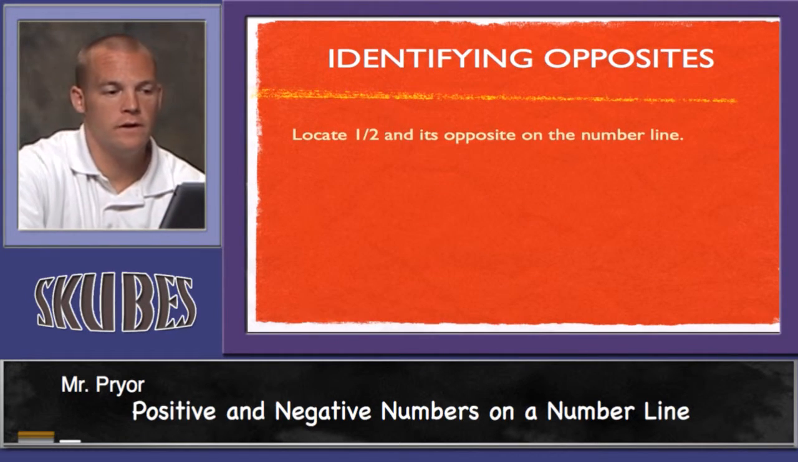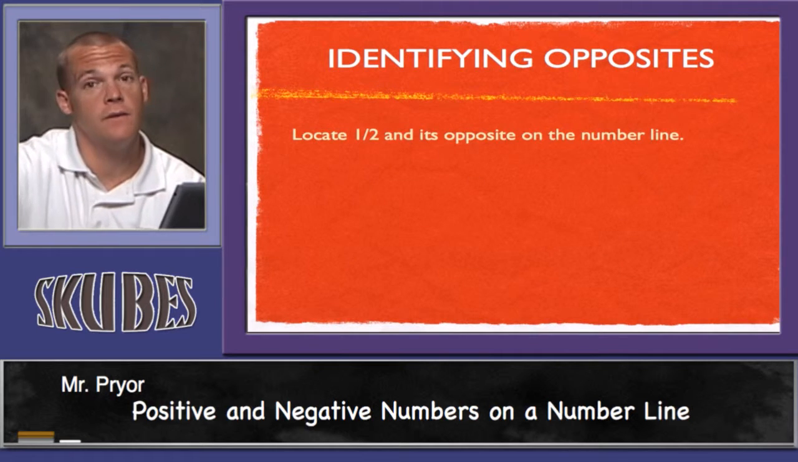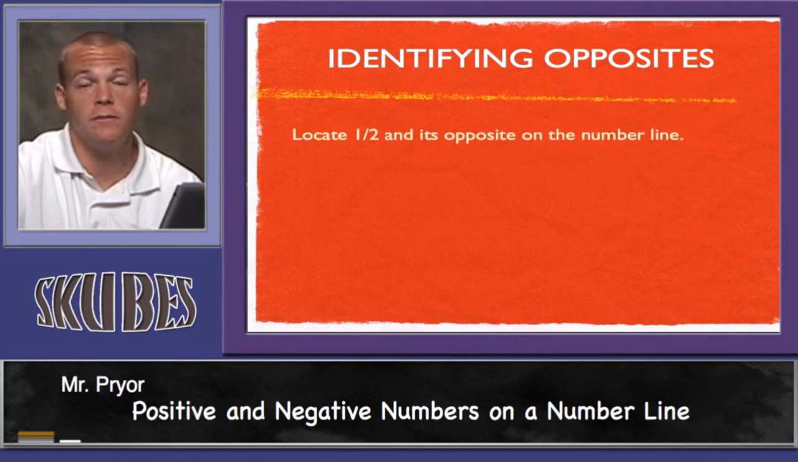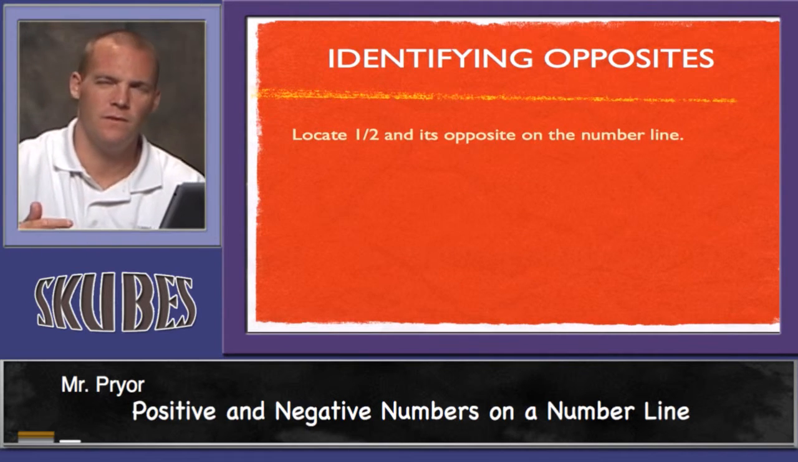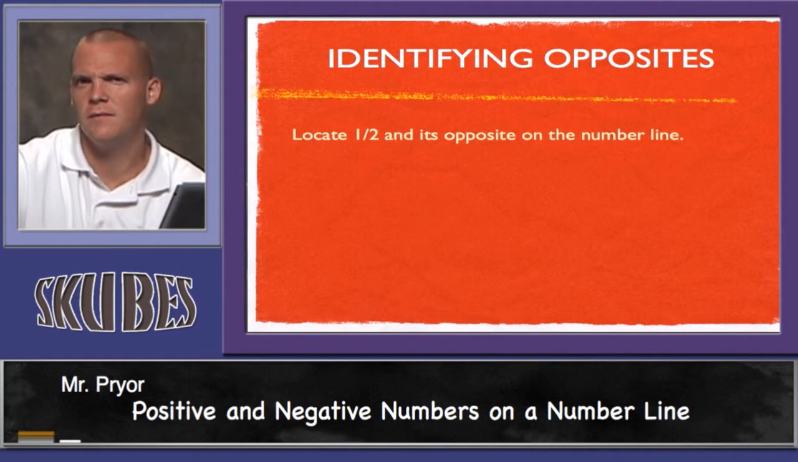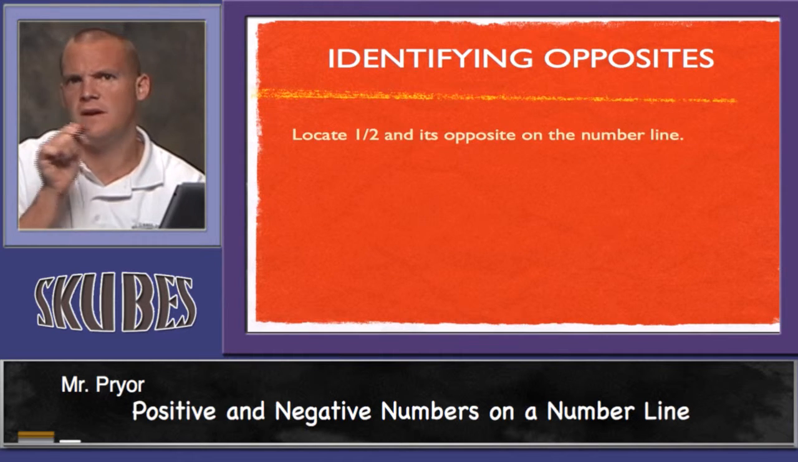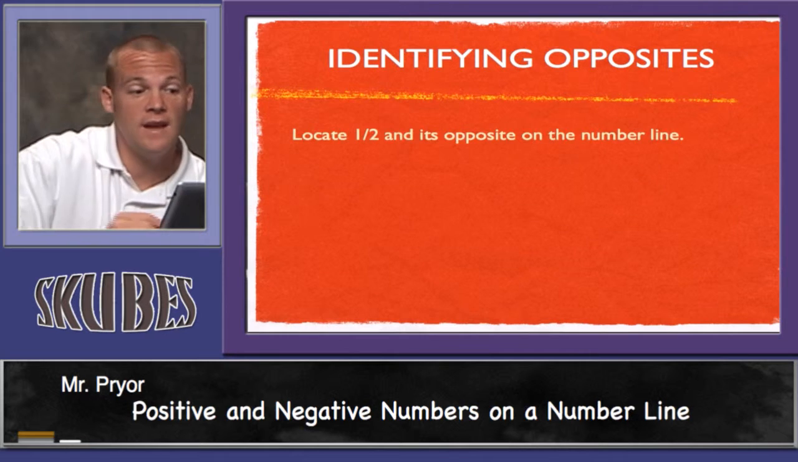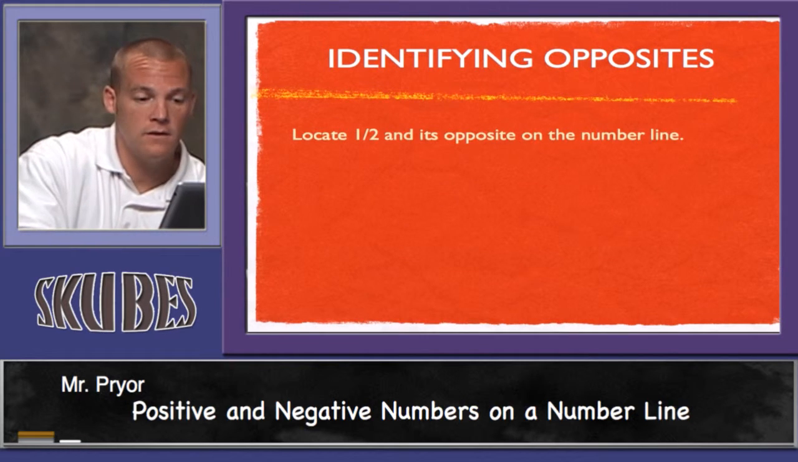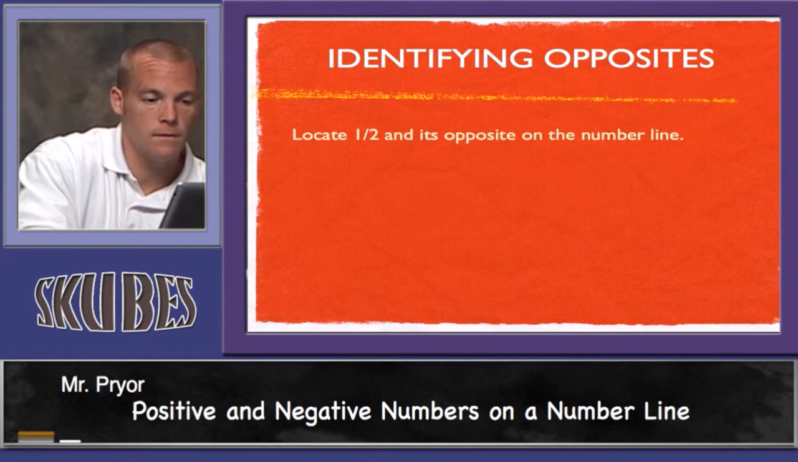Let's do one more here. Locate 1/2. Now again, I realize this isn't a whole number, it's a fraction, but even fractions and decimals have opposites. And again, if you haven't been able to recognize it yet, what makes a number an opposite mathematically is simply putting a negative sign in front of it or taking it away if it already has one. So in this case, locating it on the number line, let's draw that out real quick.